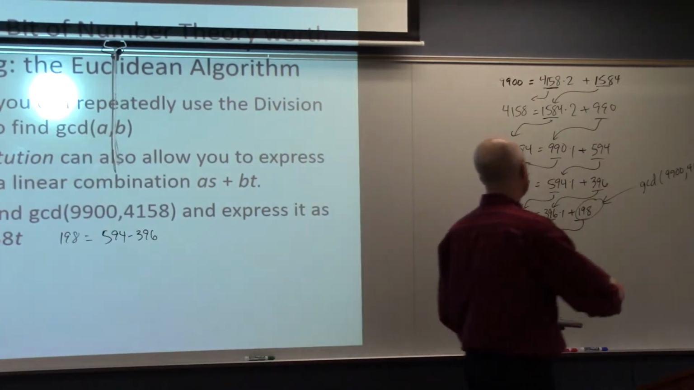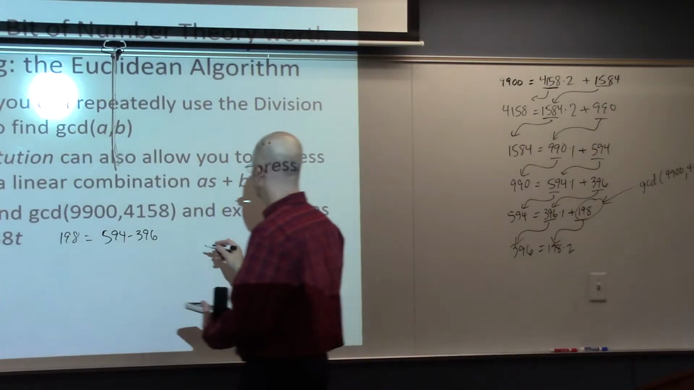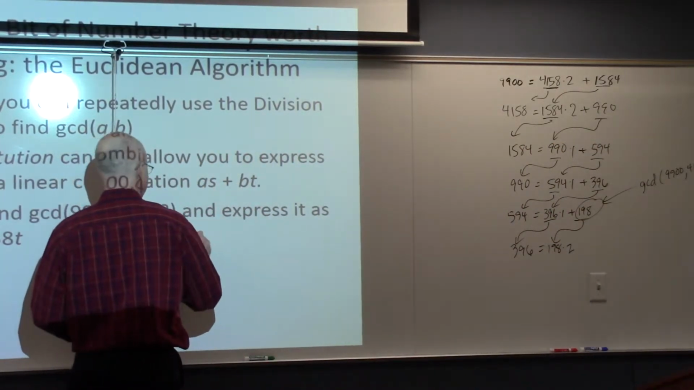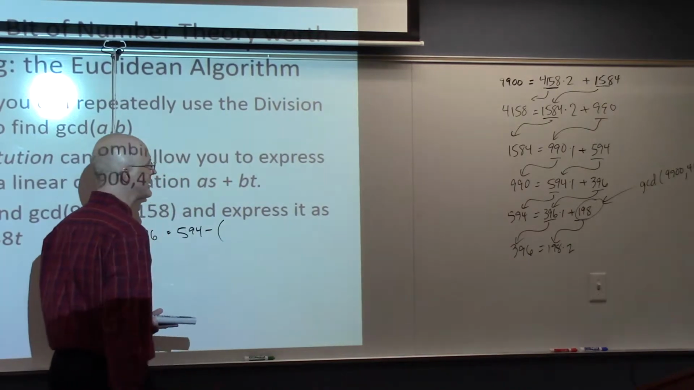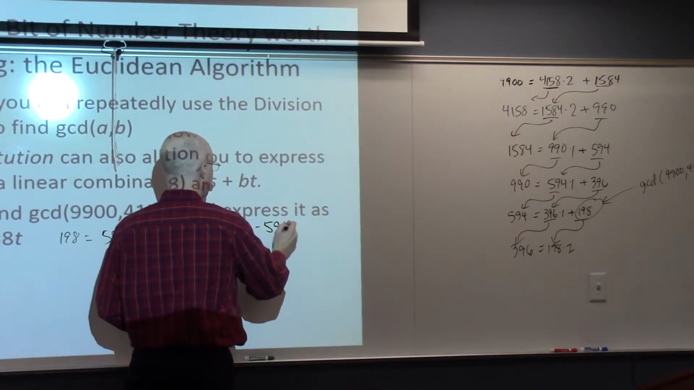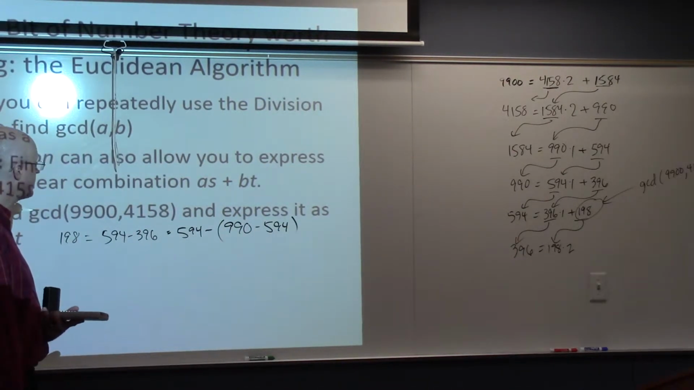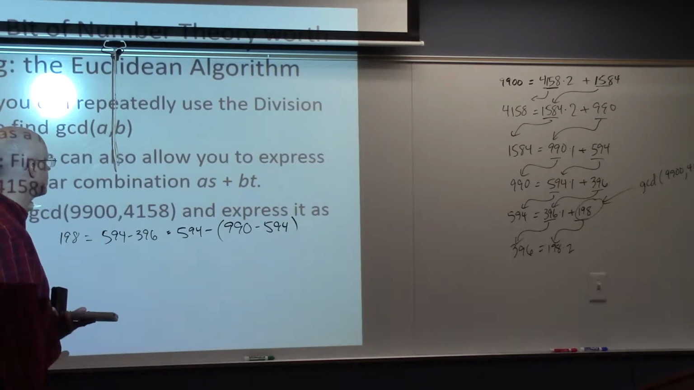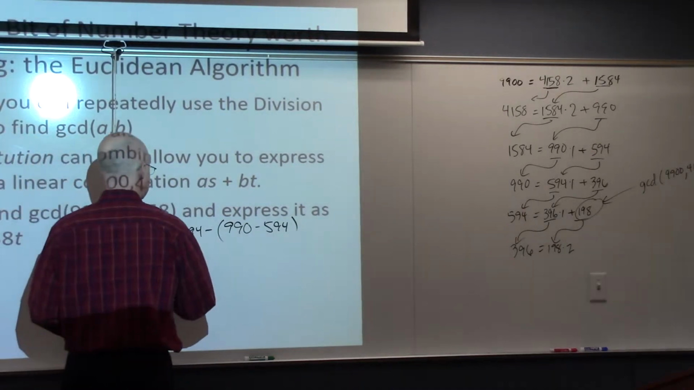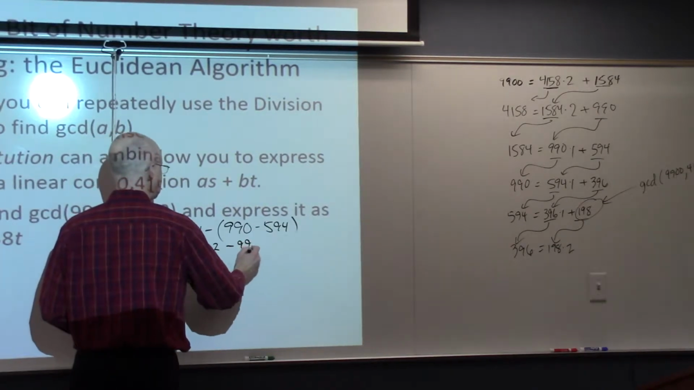Then back substitute, in other words, go to the previous equation, solve it for 396 and substitute. And be careful about not making a mistake. Solve that for 396, it's 990 minus 594. Probably worth simplifying that in terms of 594 and 990, a linear combination of those two first. That's going to be the same as 594 times 2 minus 990.